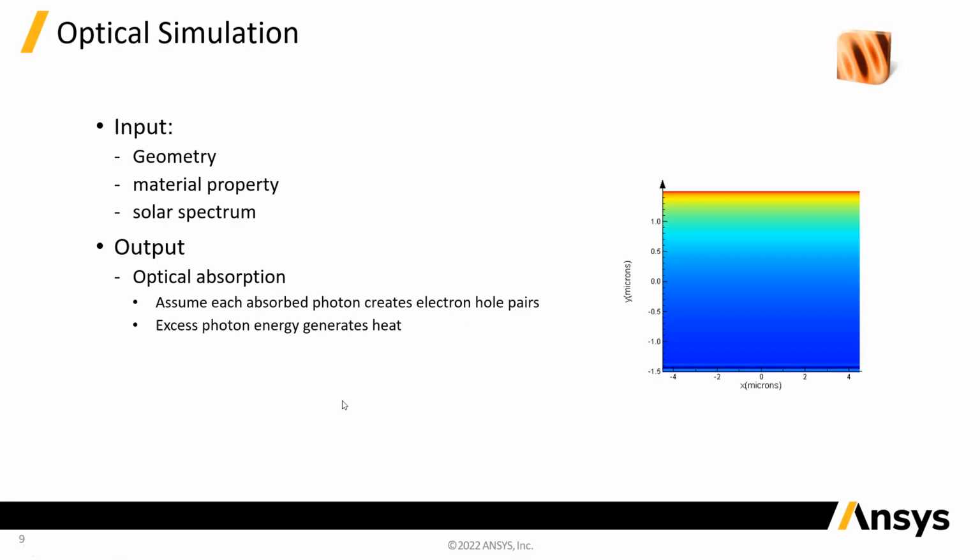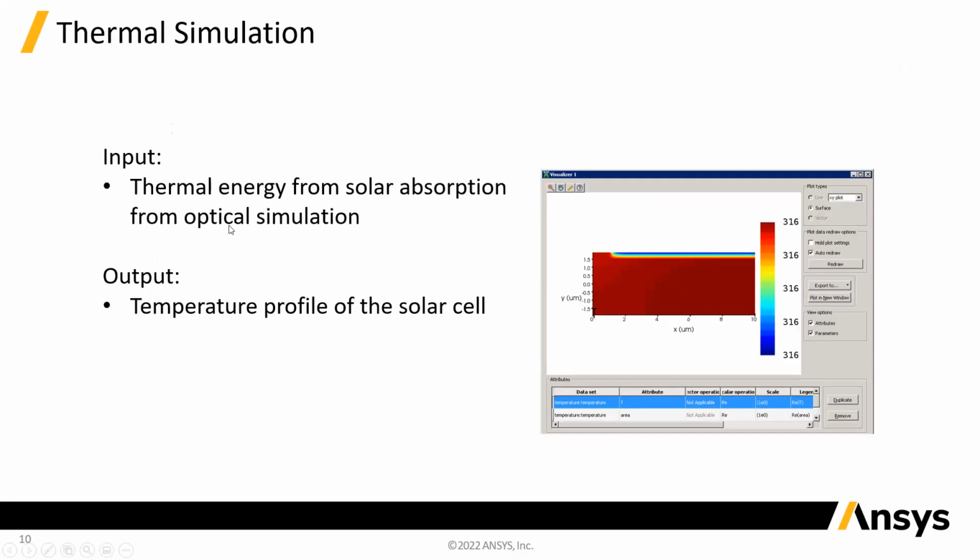We'll go into the thermal simulation. The assumption would be that the thermal energy from the solar absorption from the optical simulation will be used as input, and then we'll get the temperature map for the solar cell.